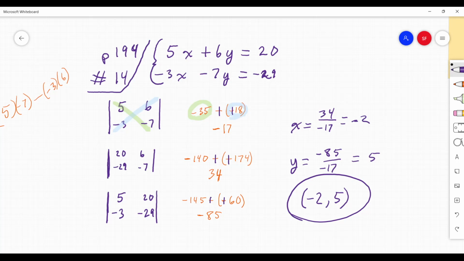What were you asking? The fractions at the end, on the bottom has to be the first number. Yeah, that first determinant. Okay. What other questions on your homework do y'all have?